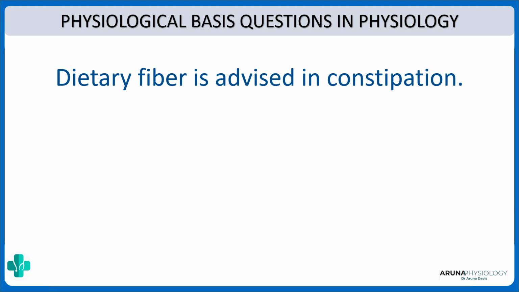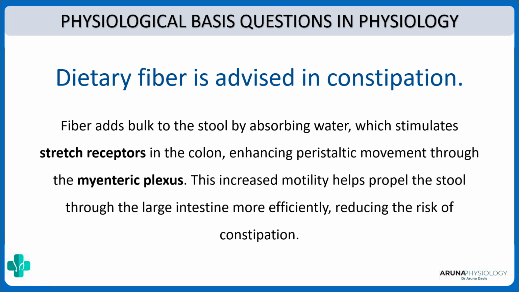Now why is it advised in constipation? In constipation, what is the problem? The GI motility is decreased. That is why the undigested food is not released to the exterior. So we advise the patients to have dietary fiber because it will add bulk to the stool by absorbing water, which stimulates the stretch receptors in the colon, and that can enhance peristaltic movement through the myenteric plexus.